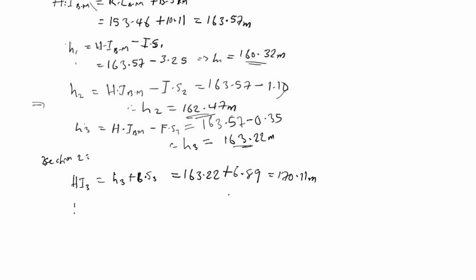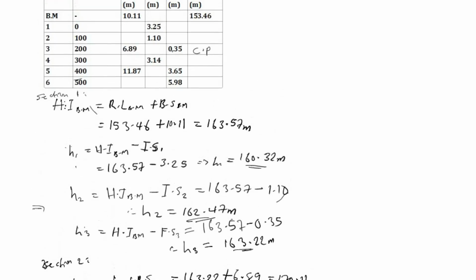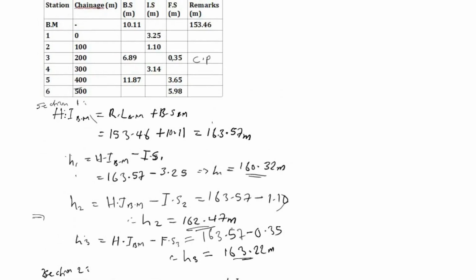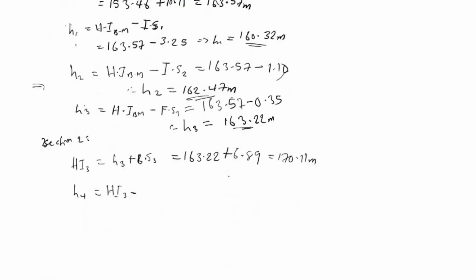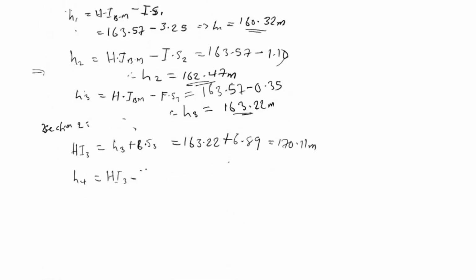So our reduced level of point 4 is the height of instrument at point 3 minus our intermediate side at point 4, which is 3.14. So we have 170.11 minus 3.14. Therefore our reduced level at point 4 is 166.97 meters.